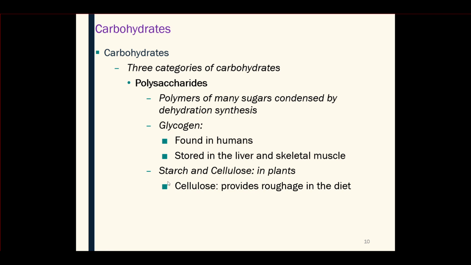Polysaccharides in plants are going to be starch and cellulose, right? So starch is equivalent to glycogen. Starch and glycogen are the same thing, except that glycogen is found in humans and starch is found in plants. Cellulose is what gives a plant its structure. It forms the roots, the stem, the leaves, and all that kind of stuff.